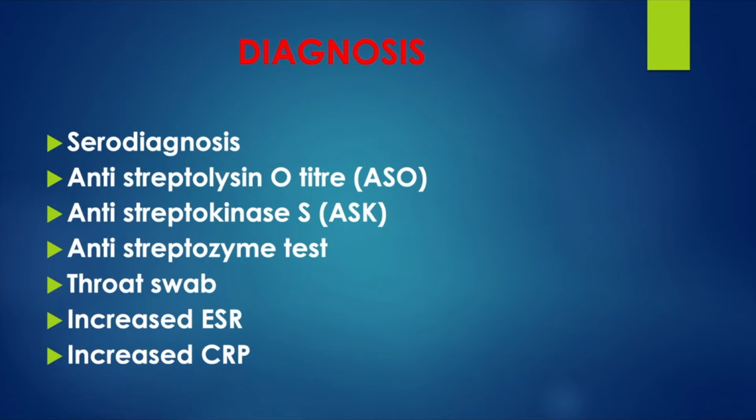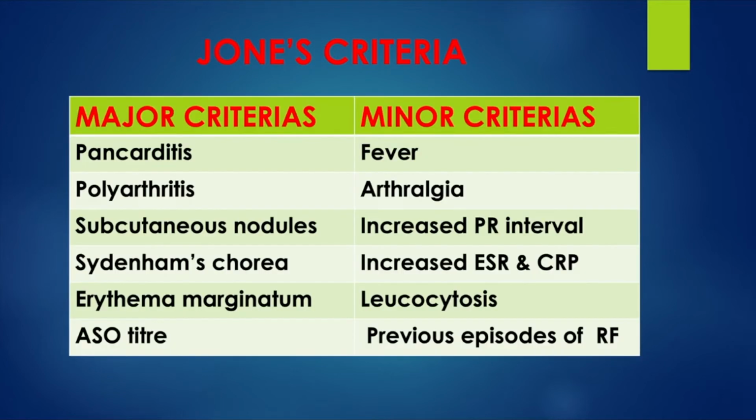Diagnosis. Serodiagnosis: anti-streptolysin O titer, that is ASO titer, ASK, anti-streptokinase, then anti-streptozyme test, throat swab, increased ESR, and increased CRP. Jones criteria.